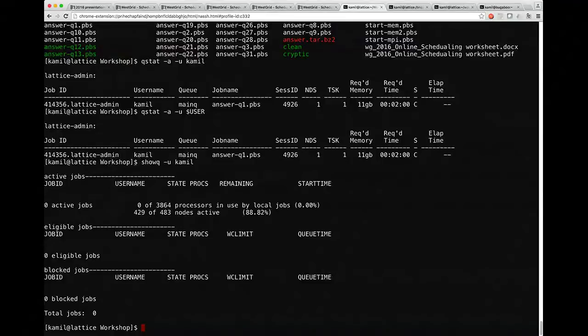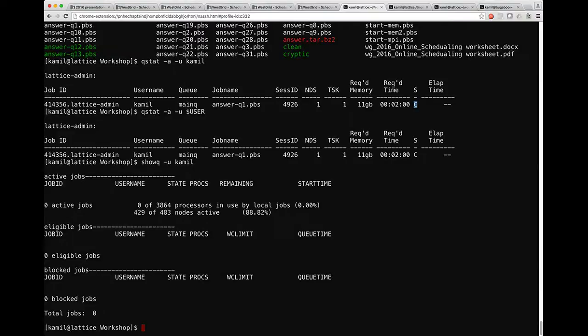And here's the show Q minus U. Yes, so when you see the job that still appears in QStat, in show Q, this is because the job is, but it has already finished. When you do a QStat, you will see a little S here. This is the state. In this case, the C is for complete. It will be like that for a few minutes, maybe 15 minutes, and then it'll just disappear.